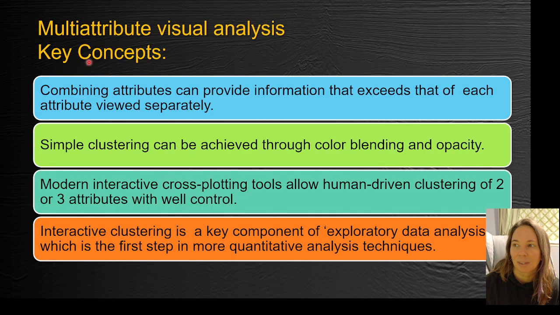Okay, so just to wrap up, a quick summary of those techniques: you want to keep in mind that when you combine attributes, you get a lot more information out of your data. Combining the attributes gives you more information than any single attribute alone. You can do this through simple clustering, through co-rendering, through color blending. I showed you the example of opacity.